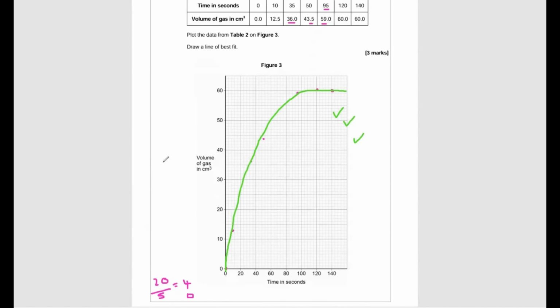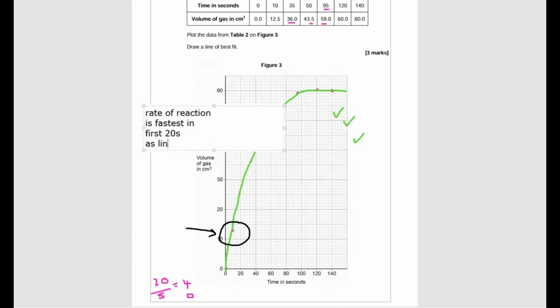You don't have to explain anything, say any reasons. So what are the changes in the rate of reaction? So where is the rate of reaction highest? Well, it's where the gradient is steepest. So we want to say up to 20 seconds, the rate of reaction is steepest. So this is my describe. Rate of reaction is fastest, or highest, in the first 20 seconds as the line is steeper. Okay, so there's my description, and that's going to get me a mark.